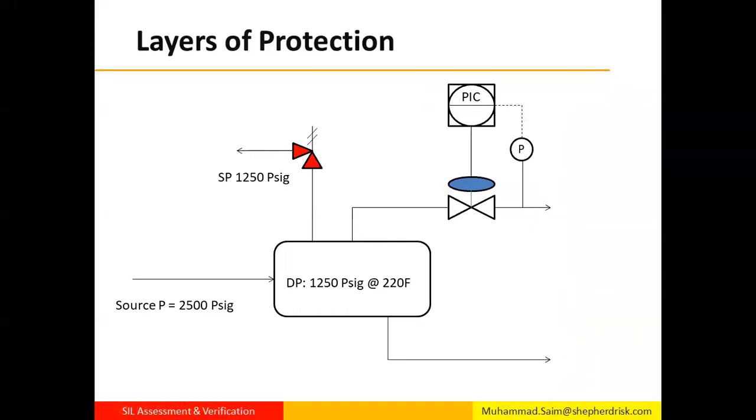Here is an example case. We have a two-phase separator designed for 1250 psig at 220 degrees F. The inlet stream has a maximum pressure of 2500 psig. There are two outlet streams, one liquid stream and one gas outlet stream, and there is a pressure controller at the gas outlet stream. We have a PSV on the pressure vessel set at the design pressure of 1250 psig.